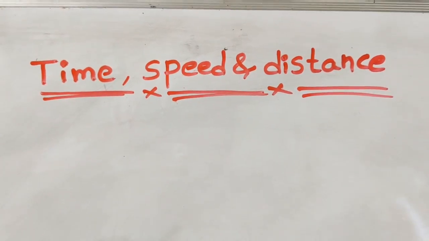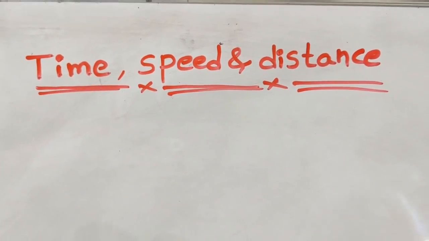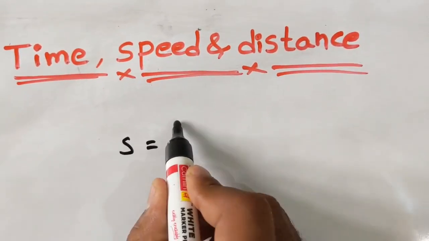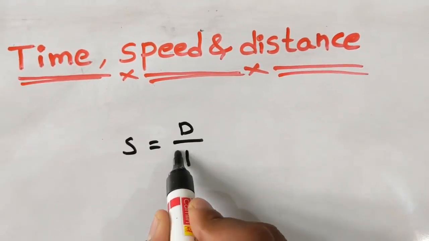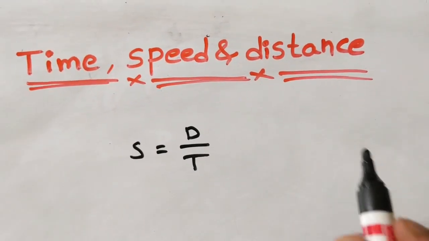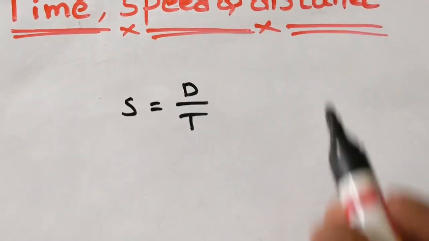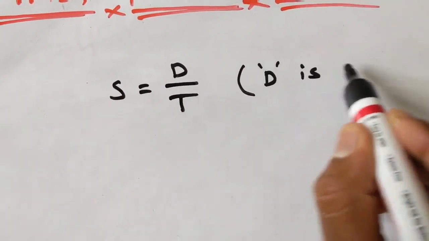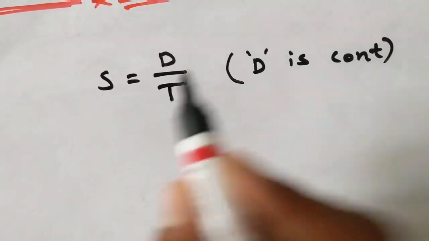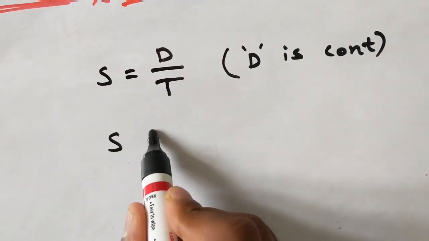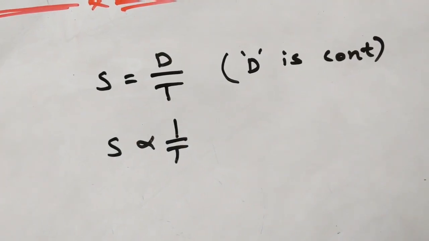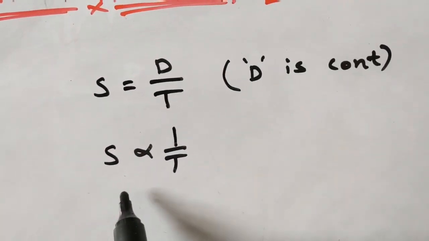Time, speed, distance is also one of the important topics in aptitude. We know that speed is equal to distance by time. If distance is constant, then speed is inversely proportional to time.